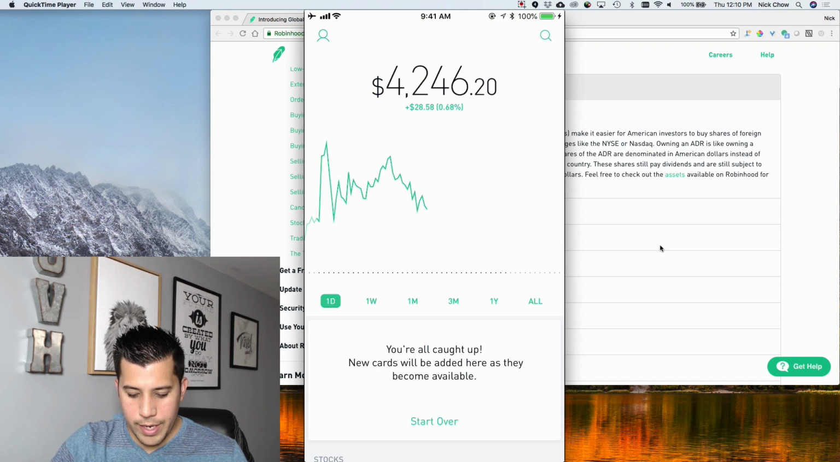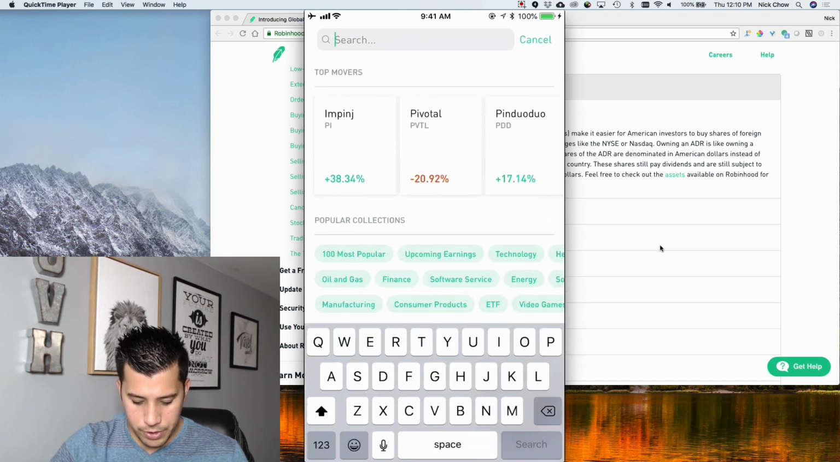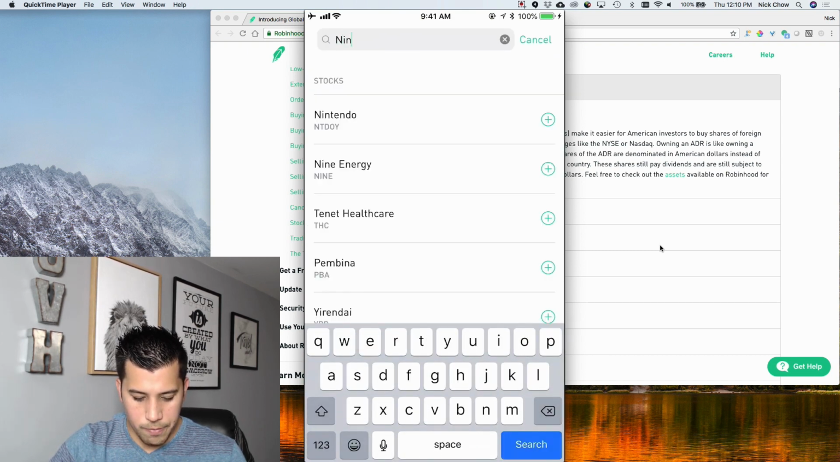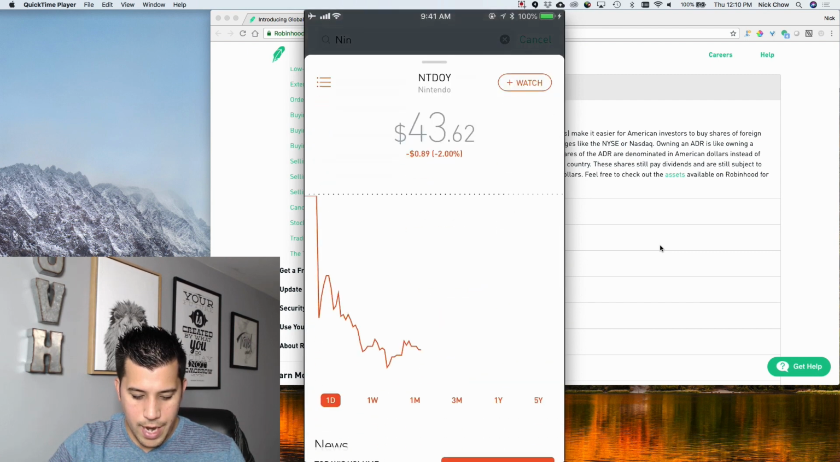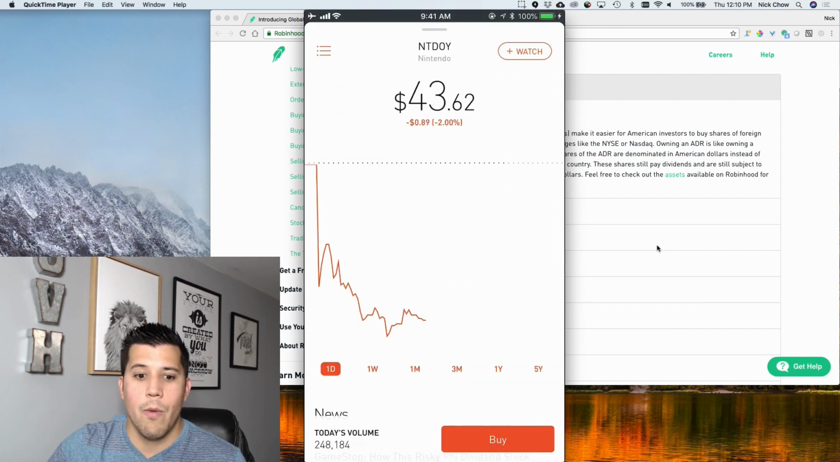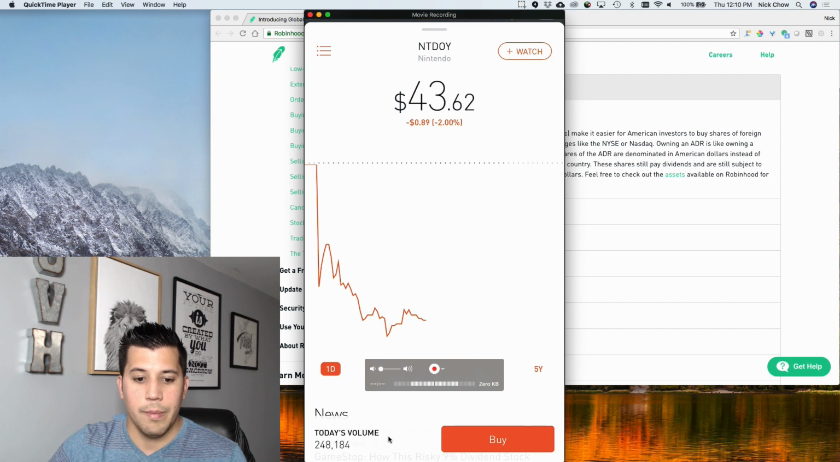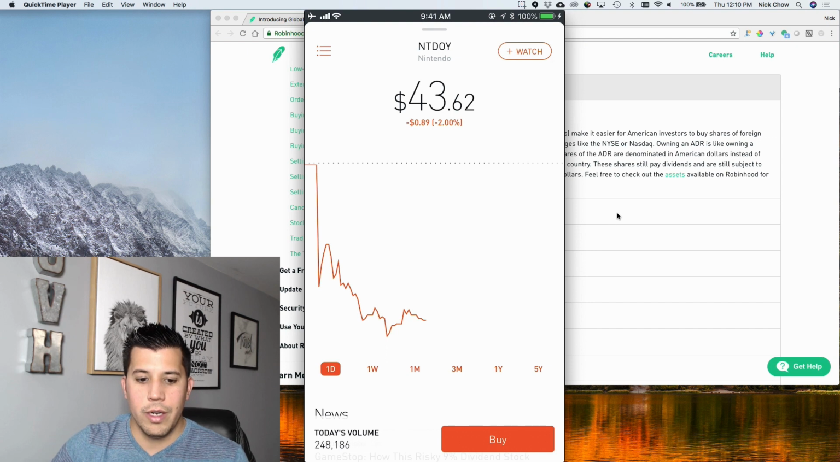But what I want to get into here is let's look up Nintendo. One of the things I want to point out is on the bottom left here, today's volume. Today's volume is only 248,000. You might not think that's a big deal, but it actually is a pretty big deal. There's not many shares of this being traded. So it's a little bit illiquid, so you might not get the best price.